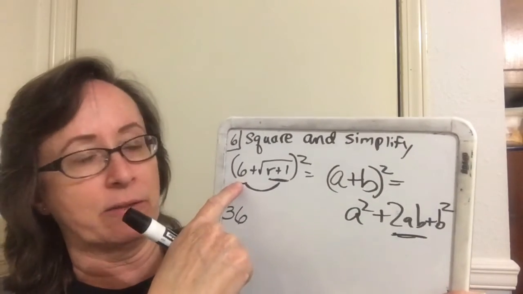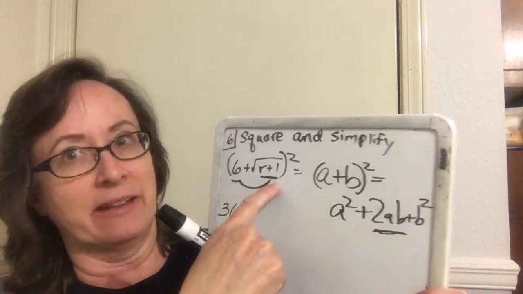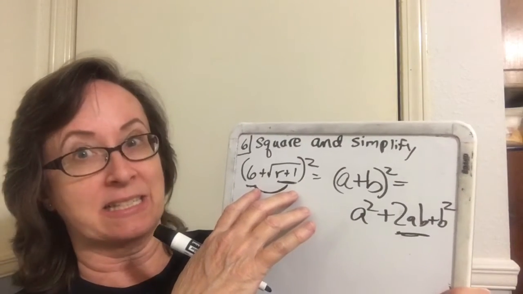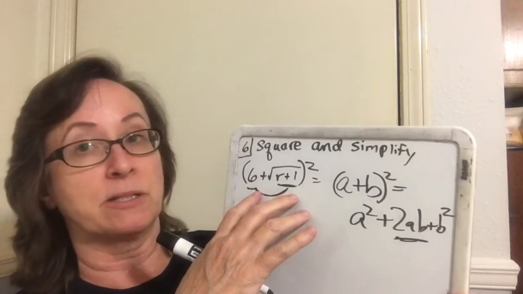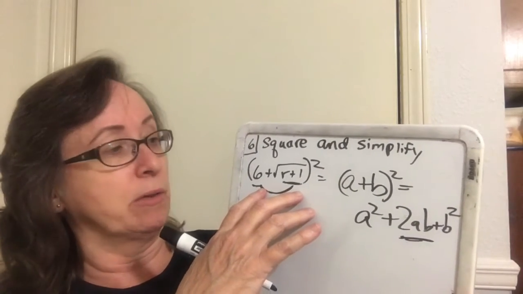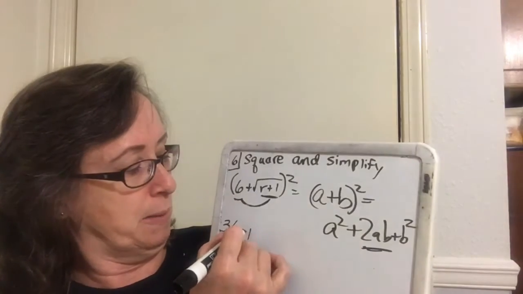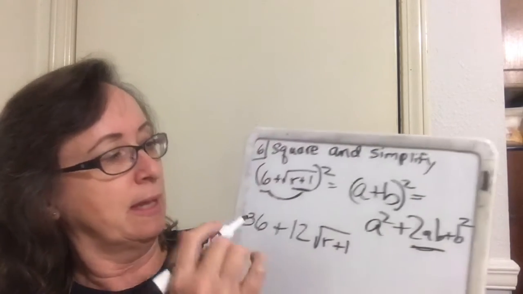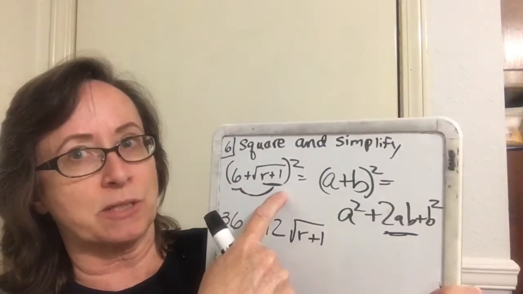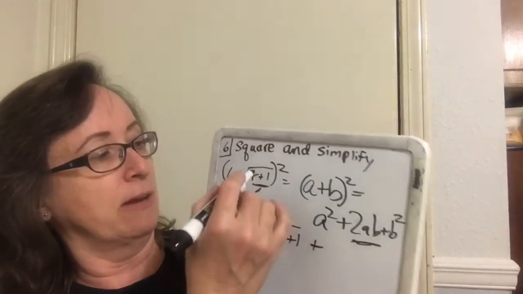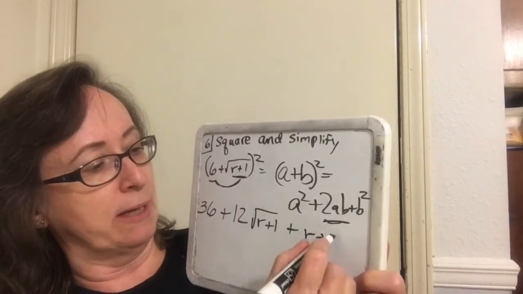Now this is outside the radical. This is inside the radical. So when we multiply them together, we simply get 6 times the square root of r plus 1. And when we double it, we get 12 times the square root of r plus 1. So plus 12 times the square root of r plus 1. And then the last term squared will just give me what's under the radical. So the last term squared is r plus 1.